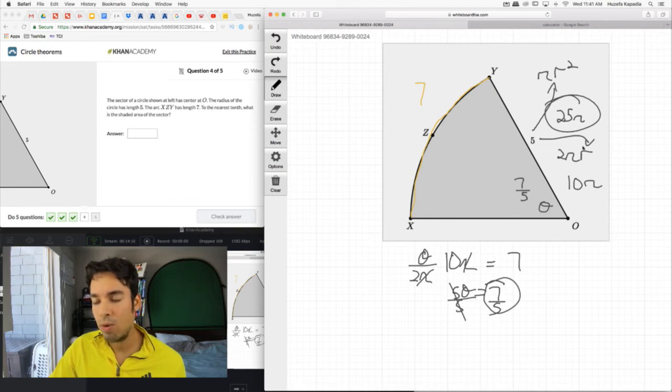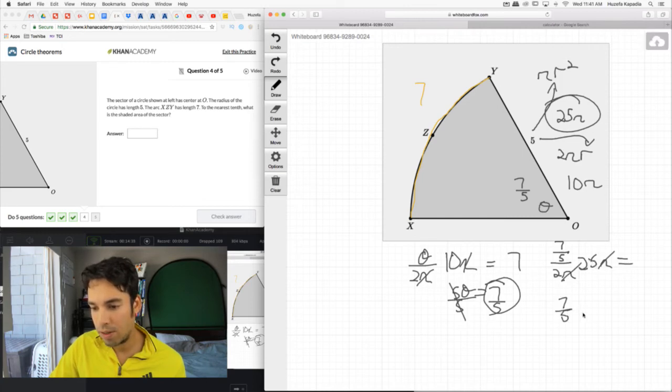Now we use that for this. So we take the area of the entire circle and we multiply it again by 7/5 over 2 pi. This angle over 360 degrees, or in radians, 2 pi. And what does that equal? Let's solve. So these cancel out. 25 times 7/5 over 2. This reduces to 1 and 5. 5 times 7 is 35 over 2, which gives us 17.5.